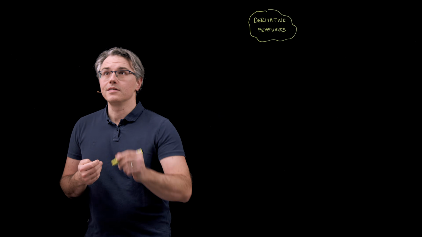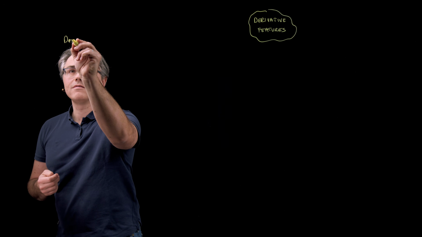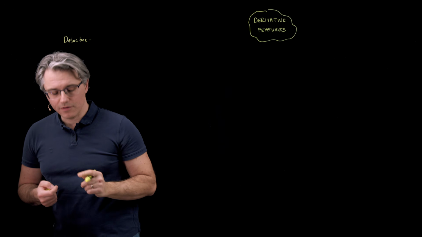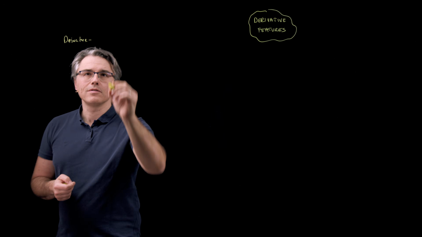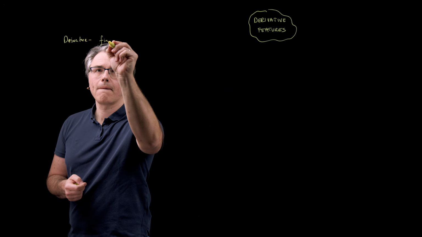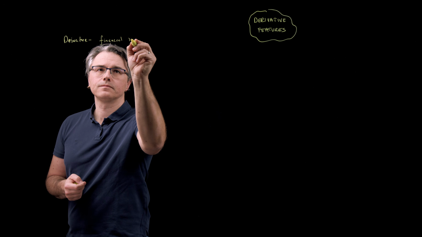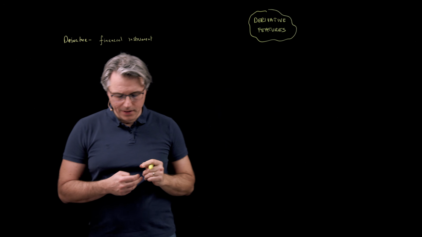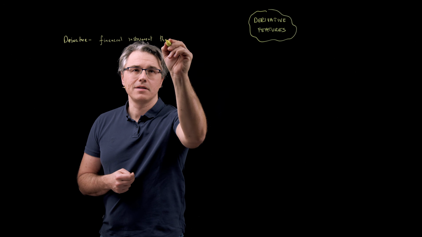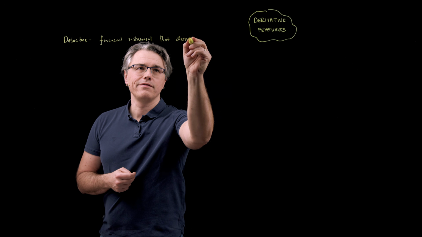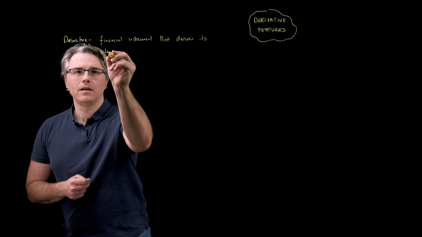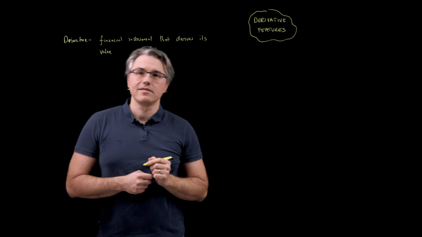So let's begin with a definition of what a derivative actually is. A derivative, as your curriculum defines it, is a financial instrument that derives, hence the name derivative, its value from the performance of something else.